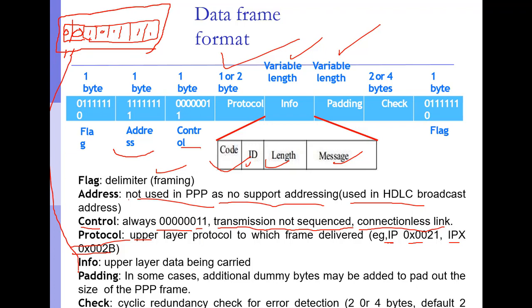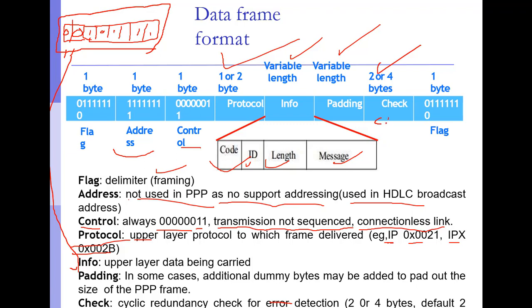In some cases additional dummy bits may be added to pad out the size of this PPP frame. It is totally up to you if you want to add it or not, but mostly it is added. And the last one is the check, which is used only for error detection purposes. You can use CRC or any type of parity check over here as well, but mostly CRC is used.